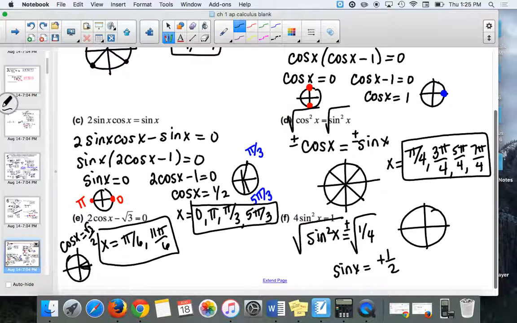I don't know why I'm a little bit off. It's hard to draw these parts. All right, here we go. So my answers are going to be x equals pi over 6, 5 pi over 6. What's the next one? 7 pi over 6 and 11 pi over 6.